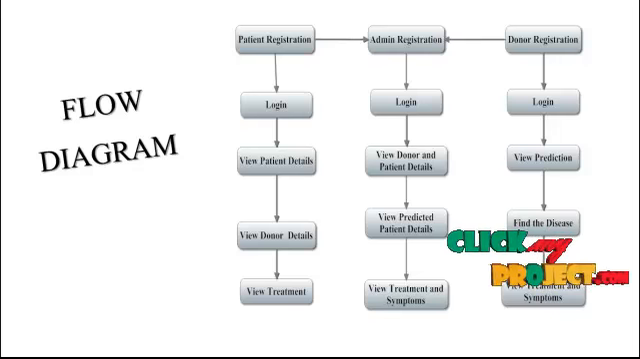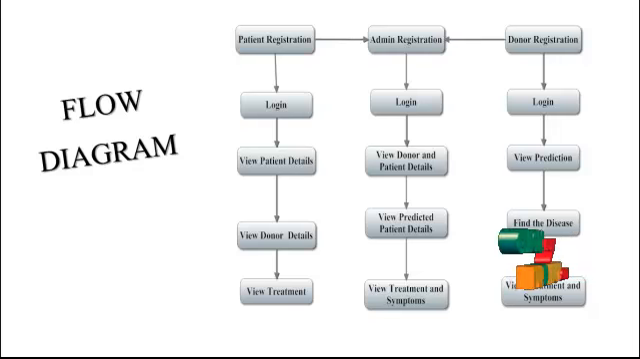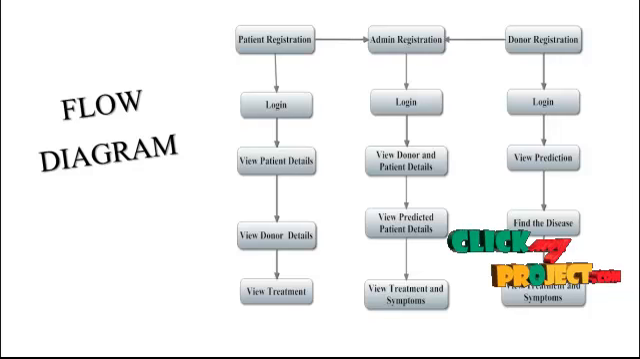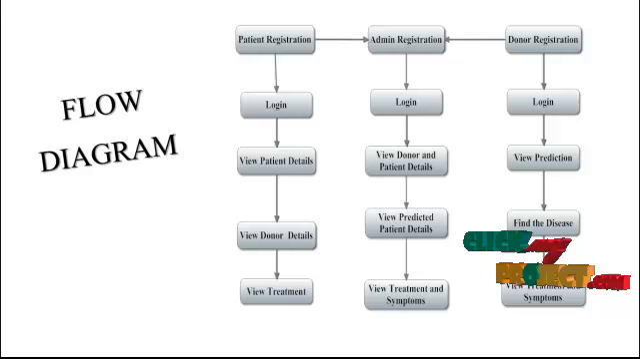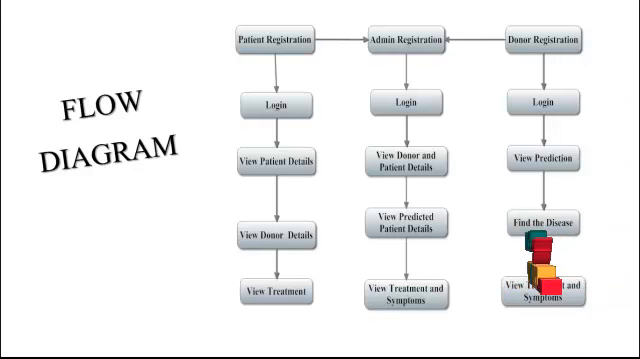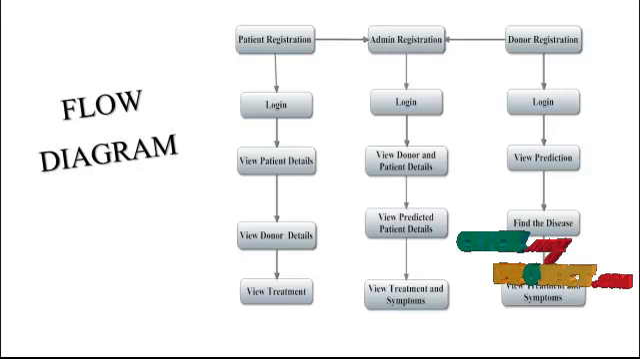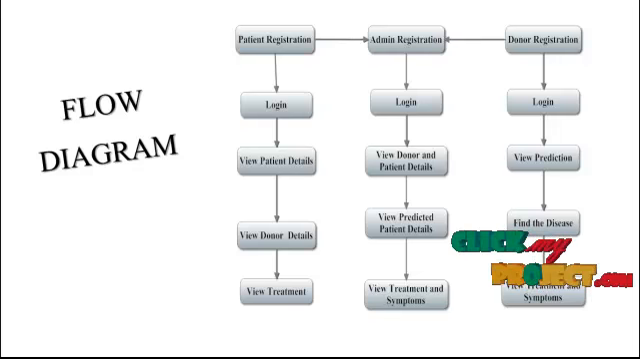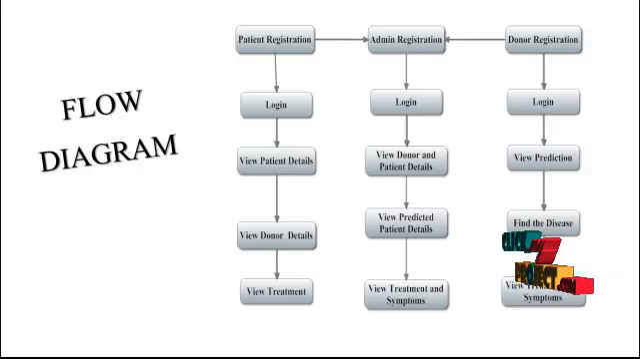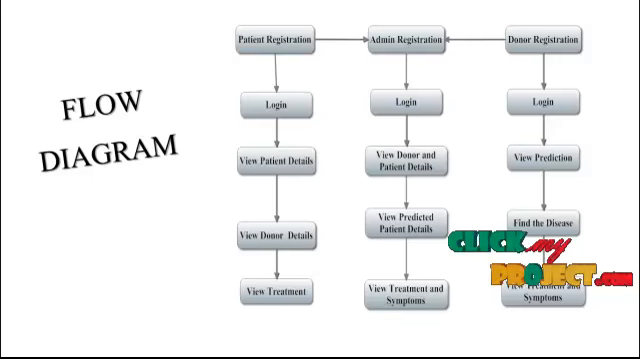And next donor details. Donor details means the donor provides blood to other patients. Suppose the donor is already among the volunteers, and the prediction is about which patients need blood. To find the disease, we choose the dataset from the network, download the data, and choose the data for the disease based predictions. And view treatment symptoms is based on the disease based predictions.